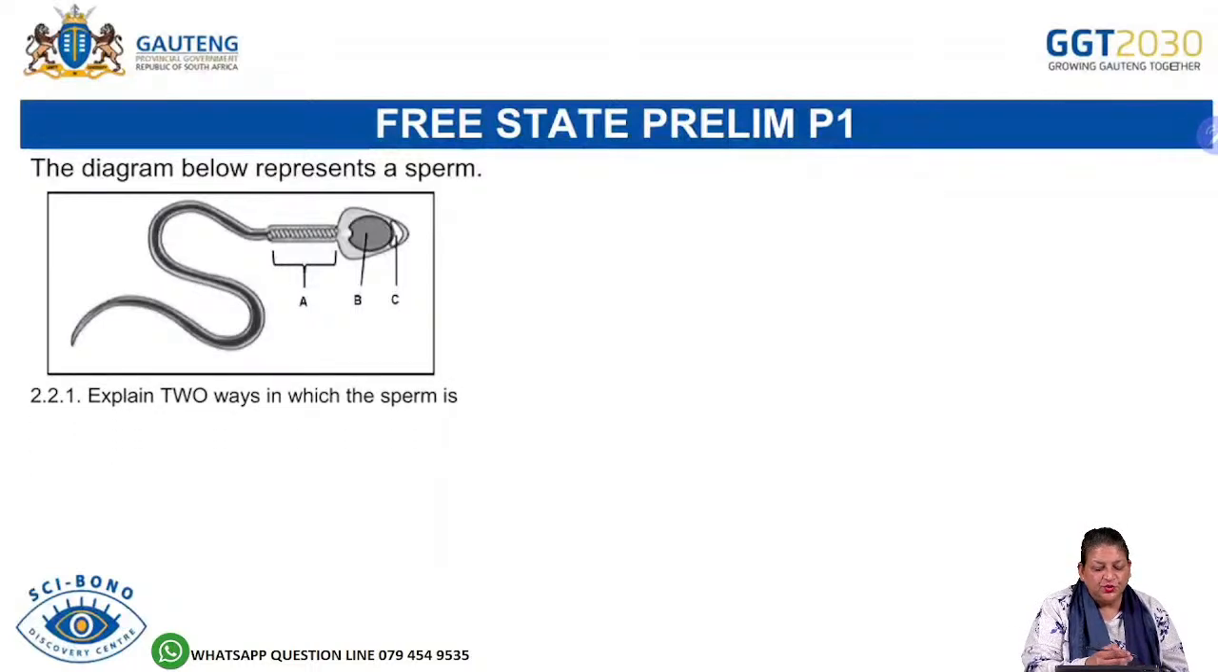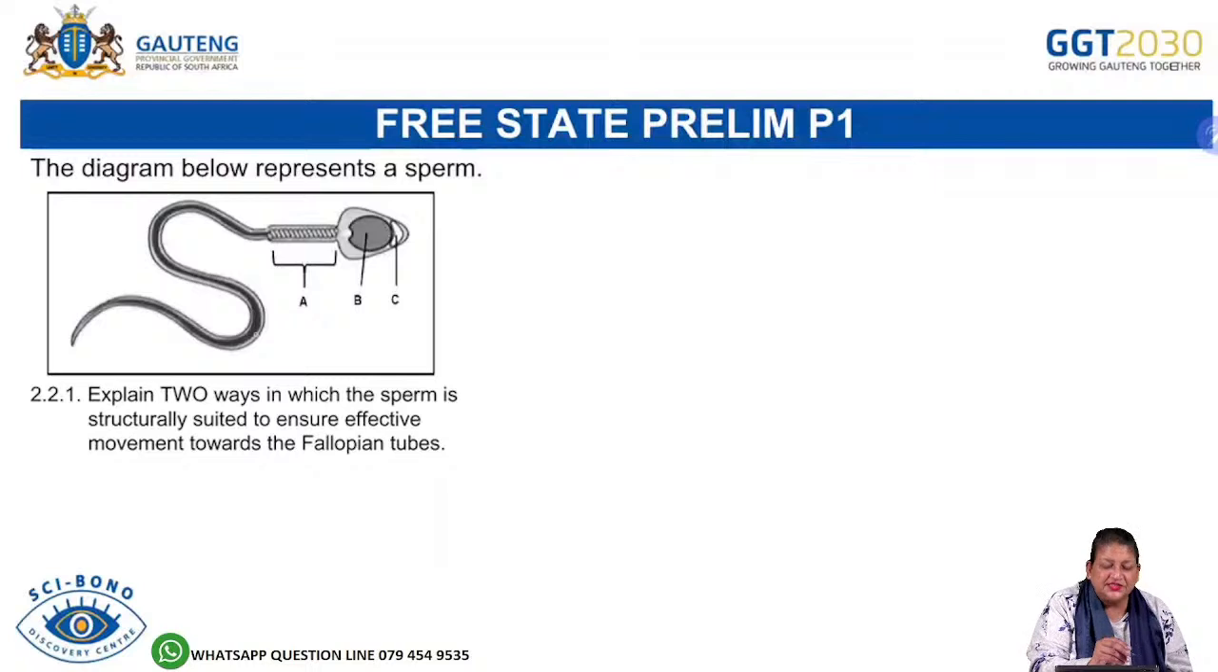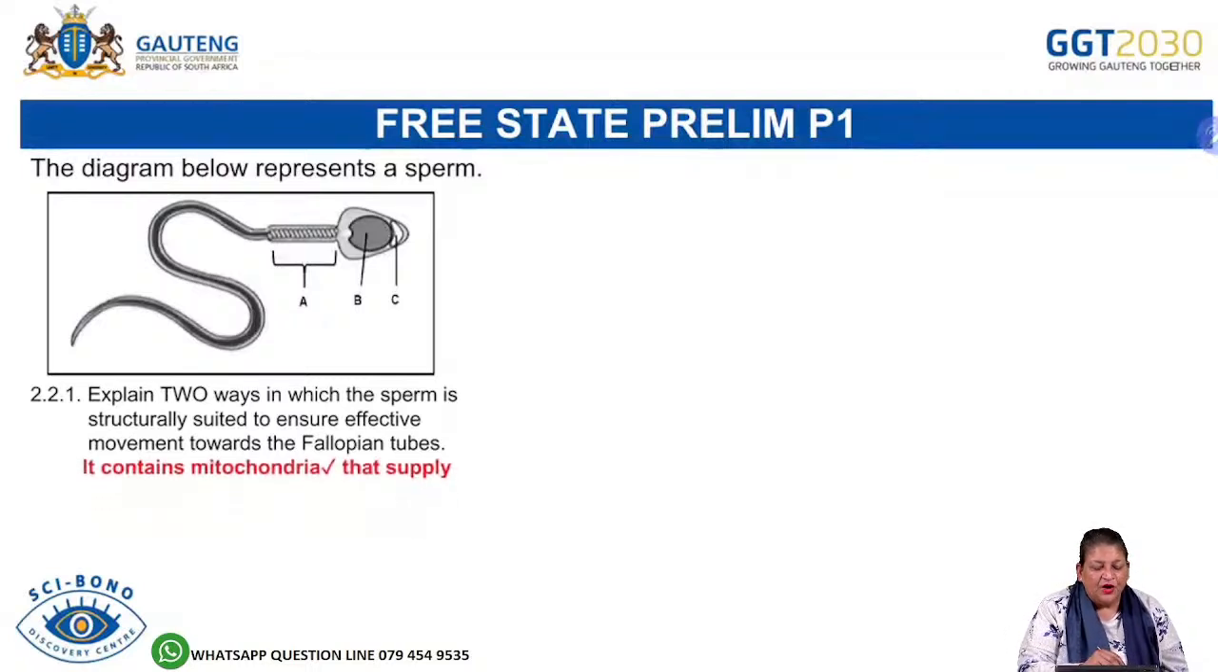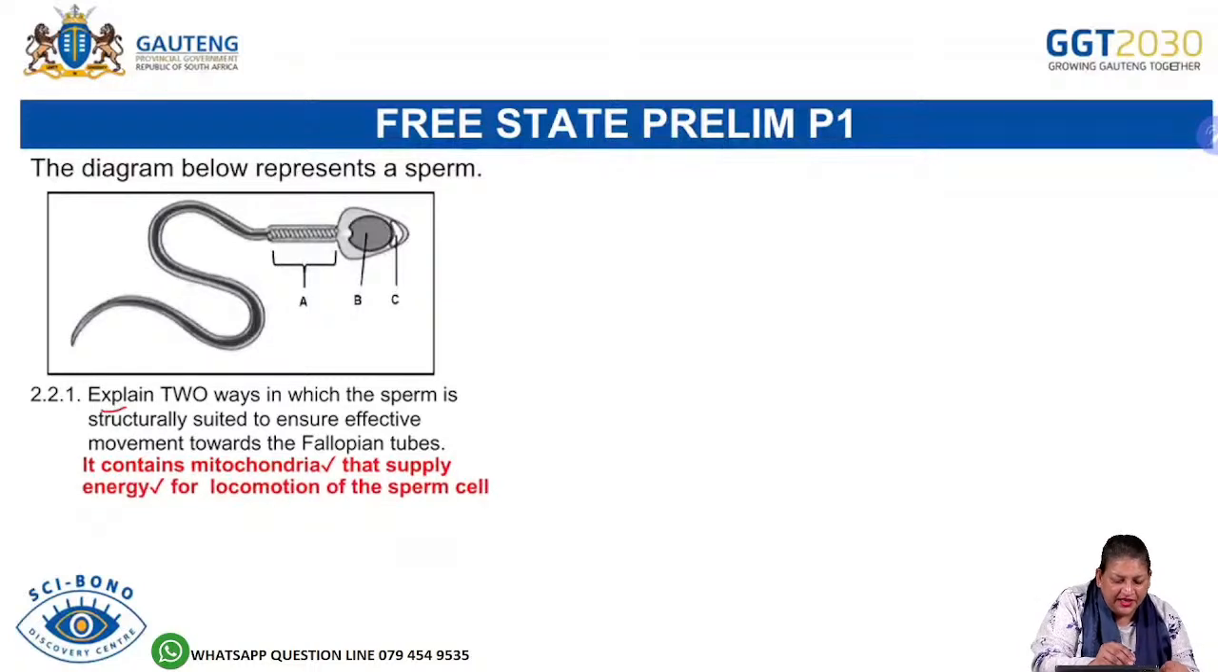Explain 2 ways in which the sperm is structurally suited to ensure effective movement towards the fallopian tube. So how is this adapted to move towards the fallopian tube in the female? 1, it contains a mitochondria for what? Cause and effect. It has a mitochondria. You can't just stop there, because it's got to do with explaining that this sperm cell has a mitochondria that supplies energy for locomotion of the sperm.